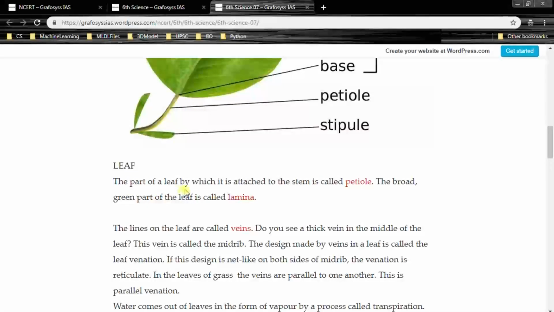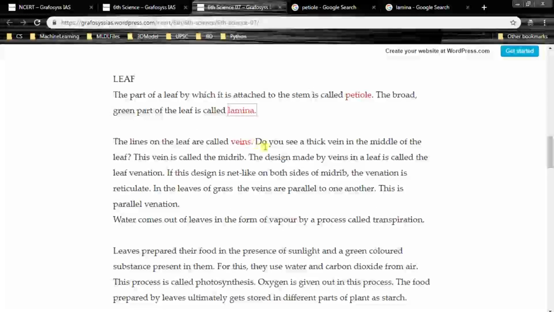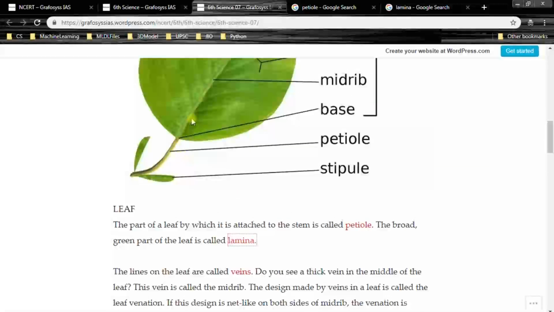Leaf. The part of a leaf by which it is attached to the stem is called petiole. So which is attached to the stem, this is petiole. The broad green part of the leaf is called lamina. Green part, whatever is there, it is called lamina. The lines on the leaf are called veins. So we just saw, these are the veins. Do you see a thick vein in the middle of the leaf? This vein is called the midrib, right? Which is here. This is the midrib.